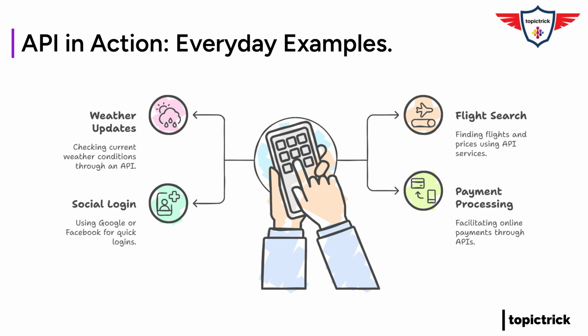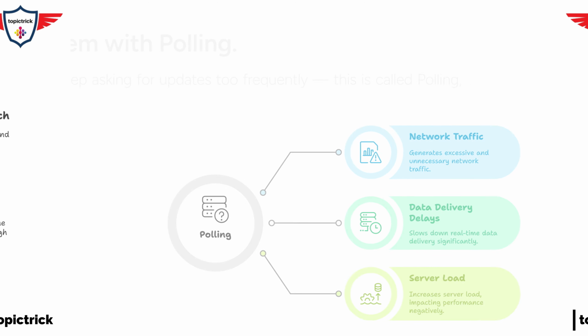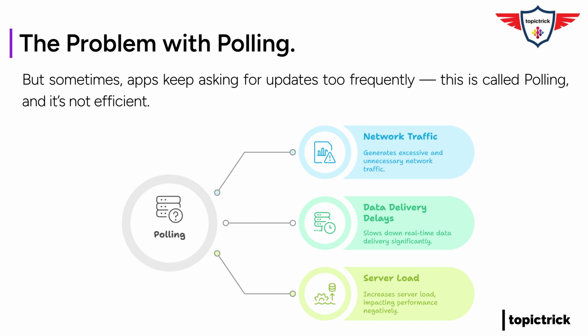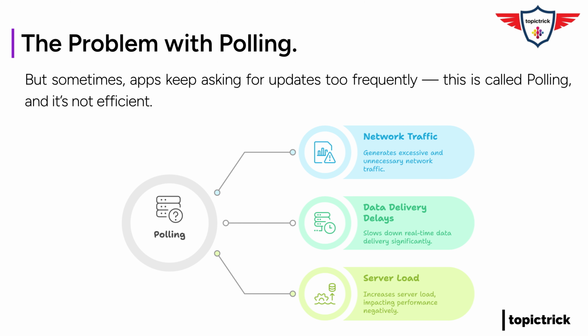But what happens when you need to know about something the instant it changes? Say a friend posts a new photo. Do you keep asking the app, are there any new photos? How about now? What about now? That would be exhausting and pretty inefficient. Exactly. And that's where just relying on APIs can become a bit clunky, especially if you need real-time updates. Constantly asking, which is called polling, can waste a lot of resources.